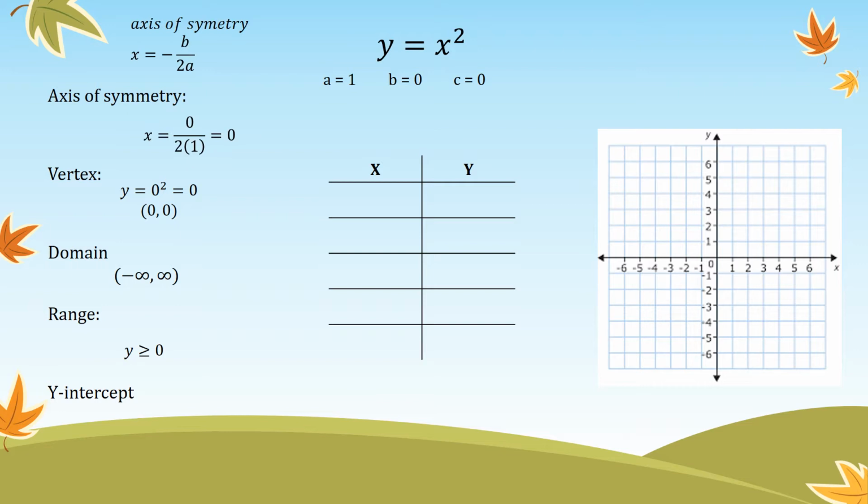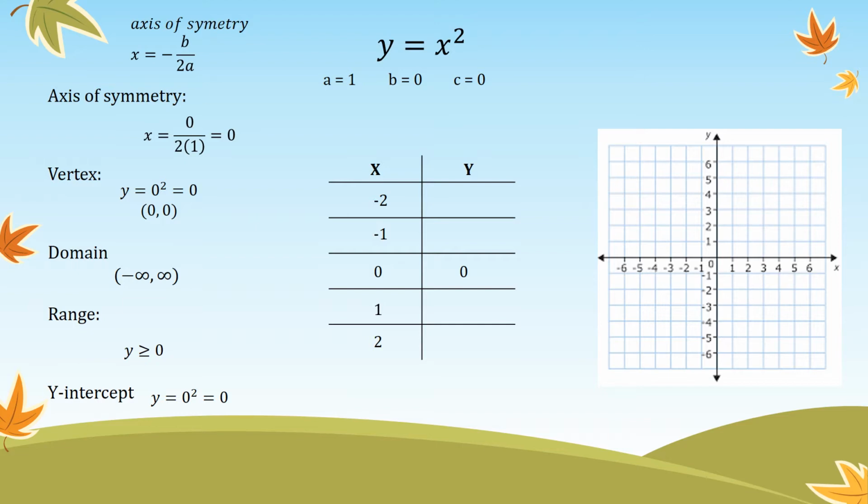Now, we haven't done the y-intercept before, but to find the y-intercept, we make x equal to 0, which in this case also happens to be the axis of symmetry. So we're going to start with the axis of symmetry in the middle. And then we're going to take two values below it and two values above it, and we're going to place these values into the equation.